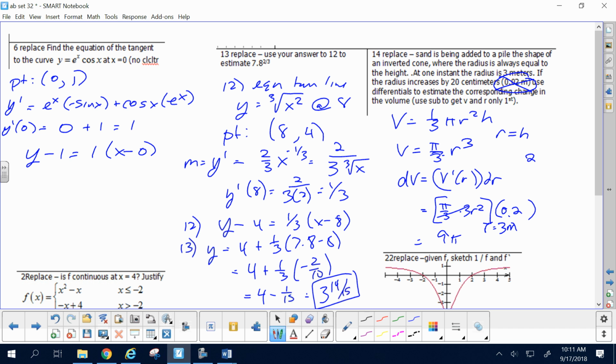9 pi times 0.2 then is 1.8 pi, and the units would be error in volume, so meters cubed. Okay? All right.